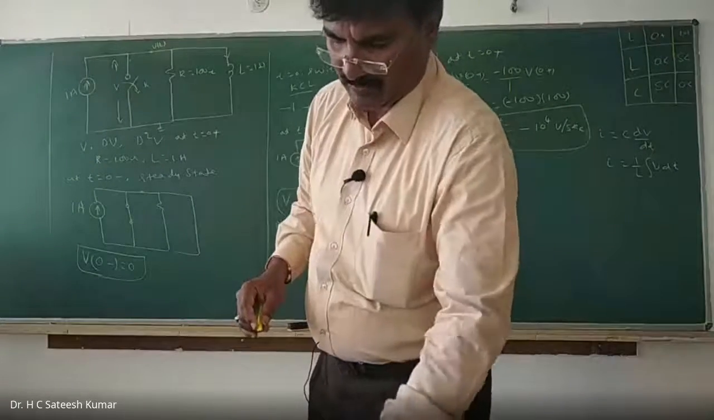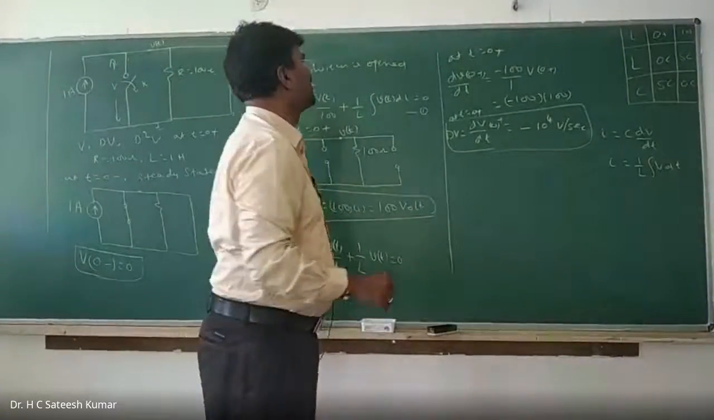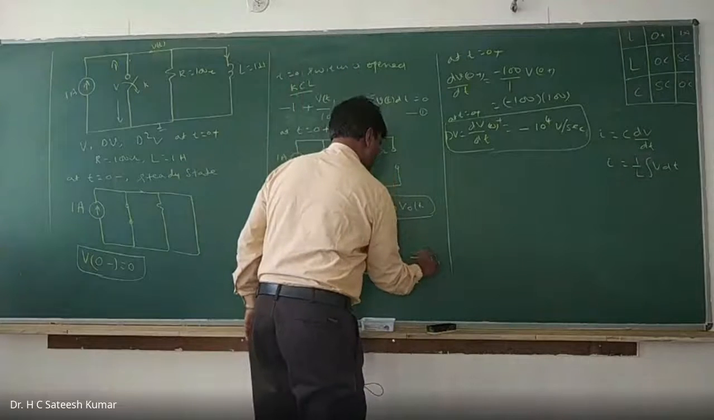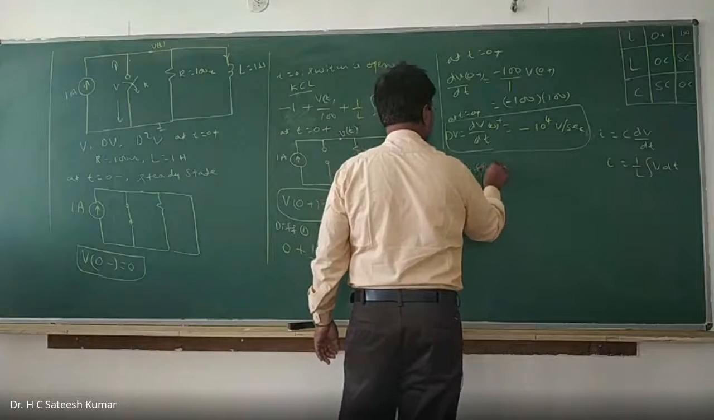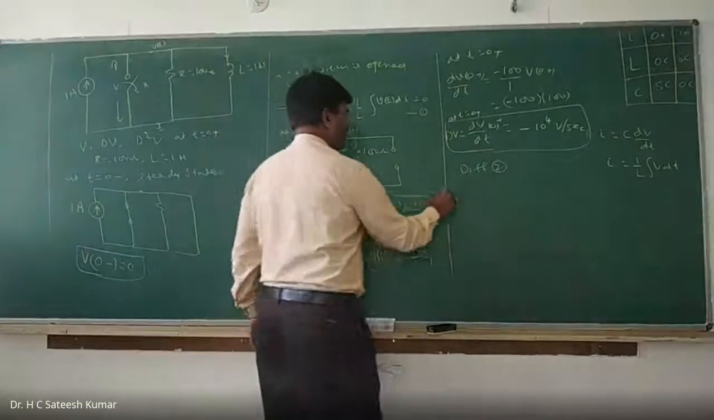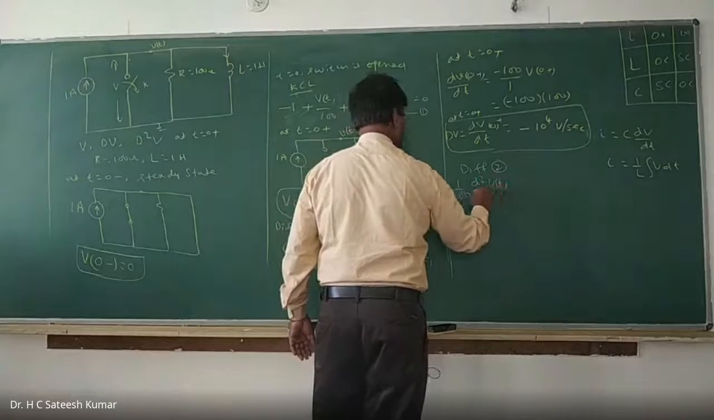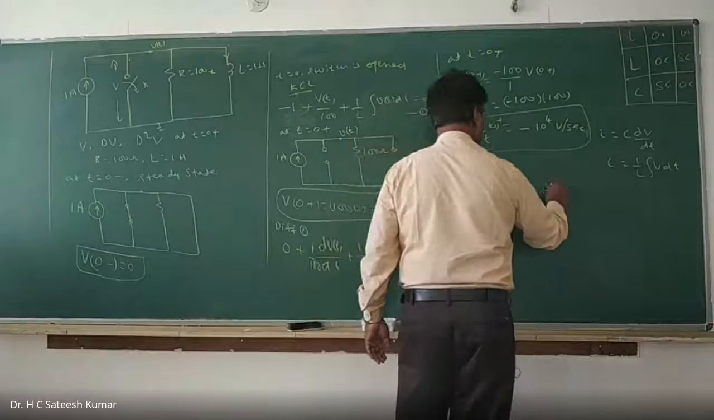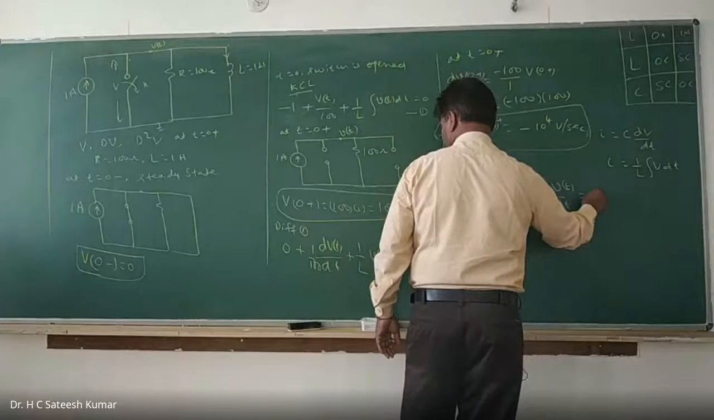So that is the answer for the second one. And the next one, the third one, is the same thing, just differentiate and you will get the answer, right? Call this equation number 2. Differentiating 2, we get 1 by 100 into d squared V of t divided by dt square plus 1 by L into dV of t divided by dt is equal to 0.